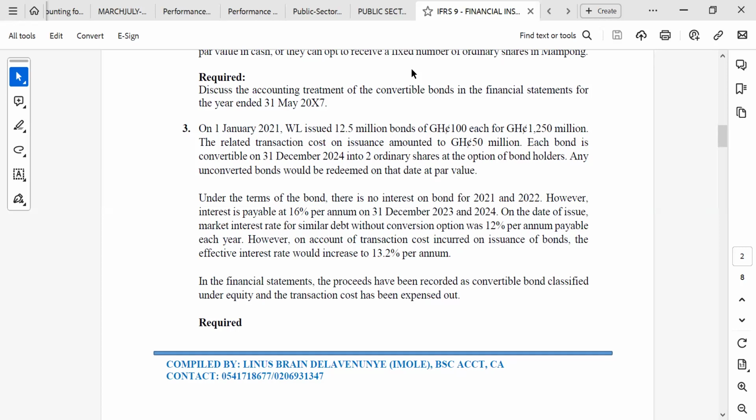On the date of issue, market interest rate for similar debt without conversion option was 12% per annum, payable each year. However, on account of transaction cost incurred on issuance of bond, the effective interest rate would increase to 13.2% per annum. In the financial statement, the proceeds have been recorded as a convertible bond classified under equity, and the transaction cost has been expensed out. Required.